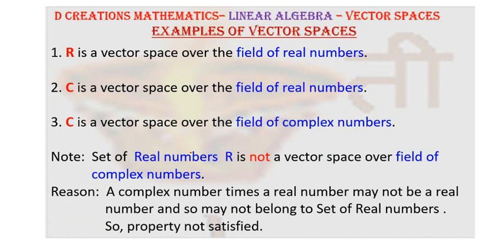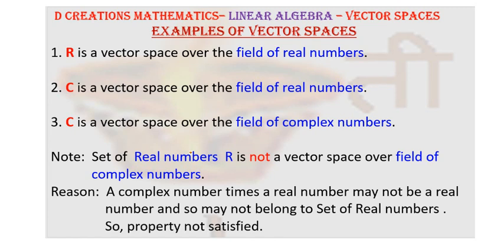Similarly, the field of complex numbers C is also a vector space over the field of real numbers. Again, you can verify all the axioms. The field of complex numbers is a vector space over the field of complex numbers as well. So these three cases are true, but there is one case which is not true, and that is the set of real numbers is not a vector space over the field of complex numbers.